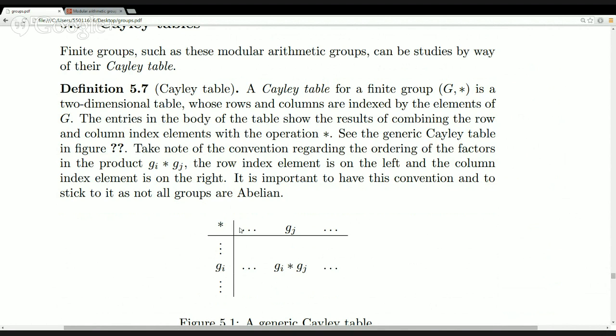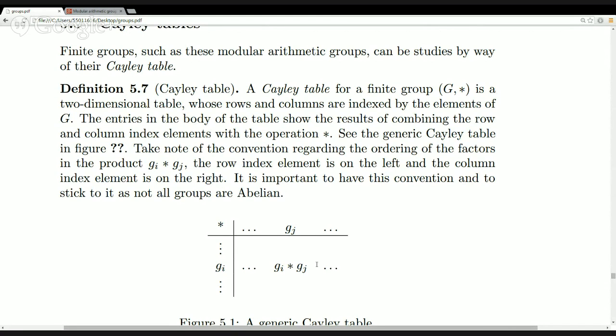The convention is the entry you put in row gi and column gj is gi on the left and gj on the right. So the same convention you have for addressing entries in a matrix. The ij entry in a matrix is the entry in row i and column j. That's the same convention going on here. Of course, you can forget about it here because this operation is commutative, so the order doesn't matter.